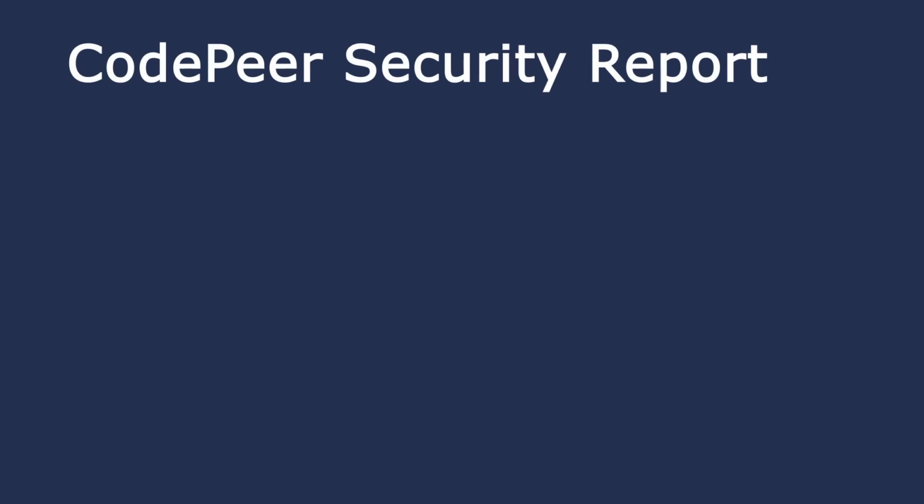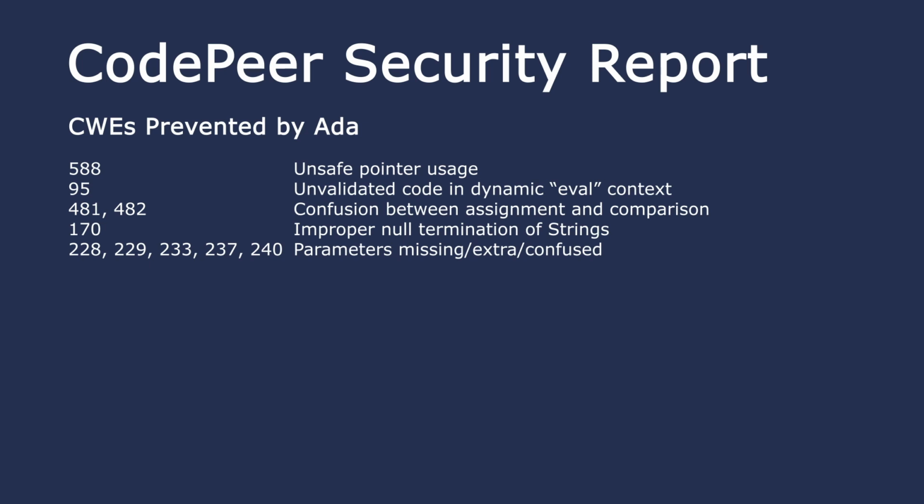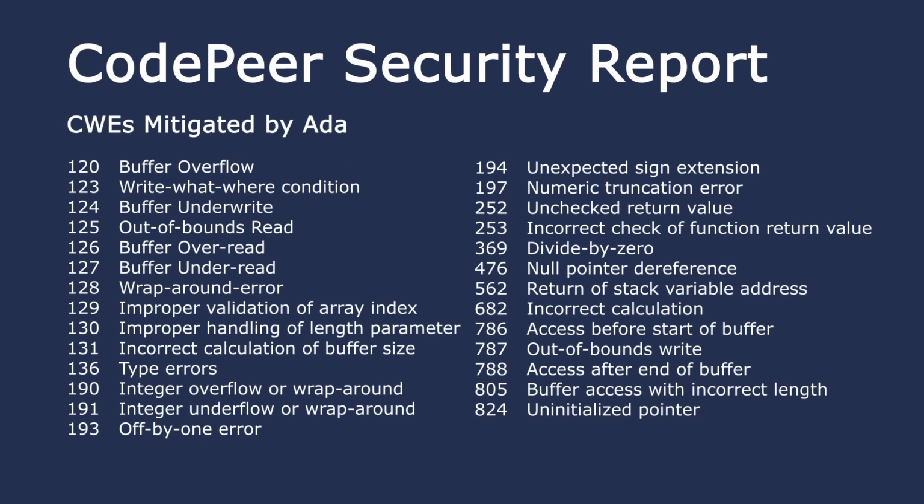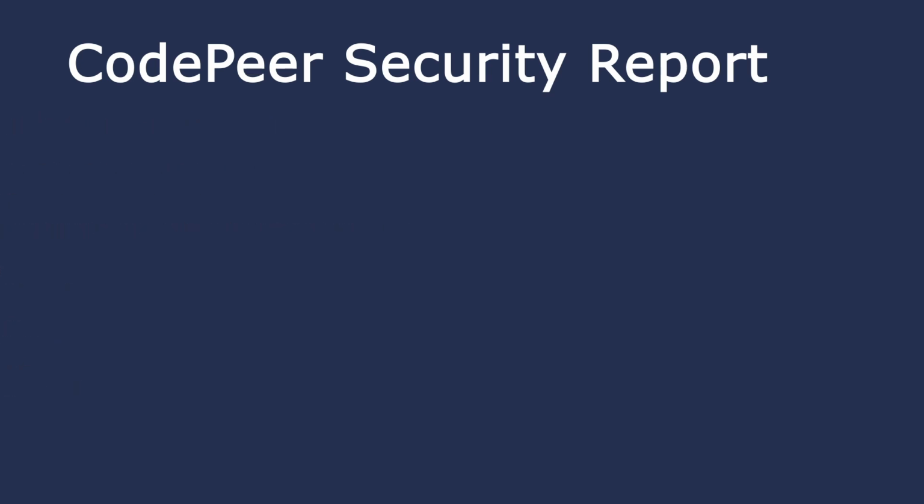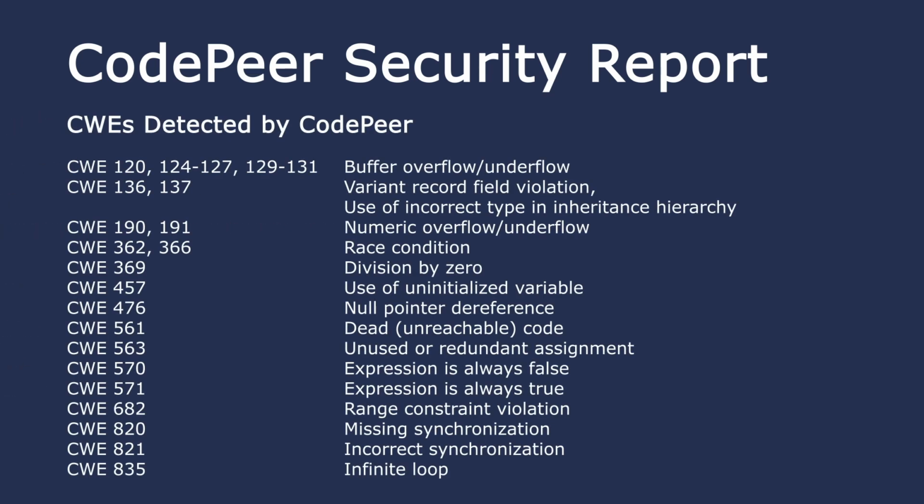And if you're trying to reduce your security vulnerability footprint, both Ada and CodePeer can help. Simply by having chosen Ada as a programming language, an entire class of CWE entries has already been eliminated. And then, you can ask CodePeer to scan for other weaknesses on the CWE list and have it output a CWE security report.